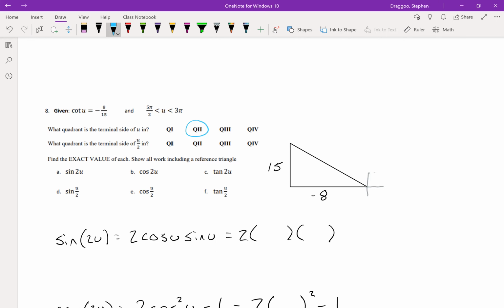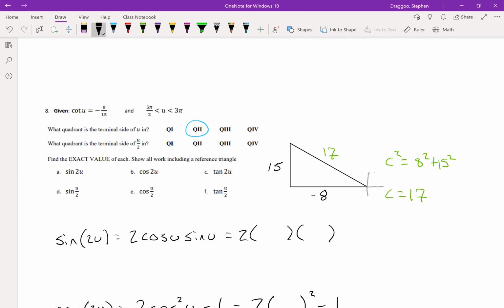So we'll do that same process of finding our missing hypotenuse. C squared is equal to 8 squared plus 15 squared, meaning that C is 17. And since the hypotenuse, I don't need to worry about plus or minus. Hypotenuse is always positive.